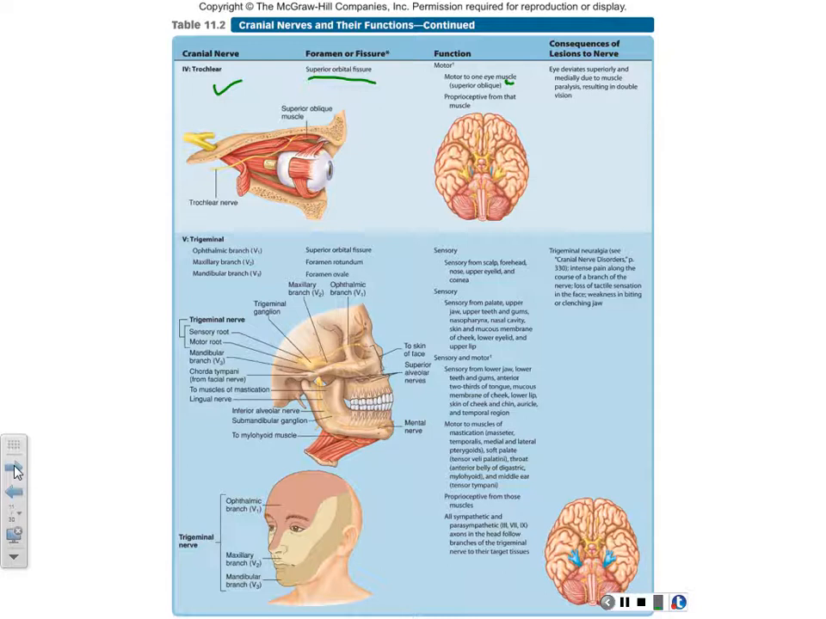Sensory to that. So that's the ophthalmic. You see how it's sensory to this and sensory to the eyes. Like if something gets into your eye, it's irritating your cornea. The ophthalmic branch of the trigeminal nerve is doing that.